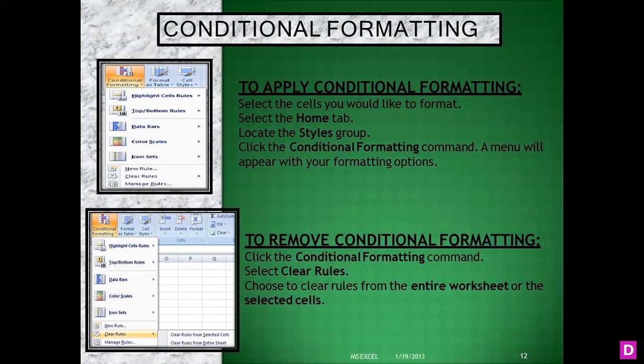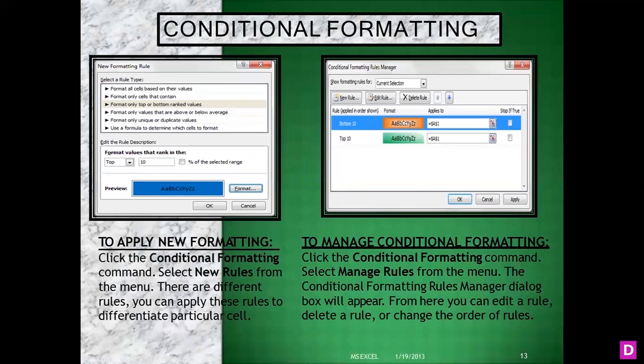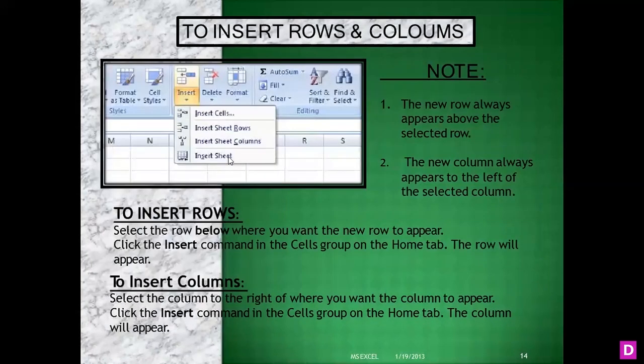In which tab is conditional formatting available? Conditional formatting is available in the Home tab, in the Styles group. In the Styles group, you can go to the conditional formatting command and remove the conditional formatting when we clear the rules. This removes the conditional formatting. Apply new formatting; there are different commands also available: top, bottom, unique, duplicate value, bottom value, top 10 value. You can use these values.